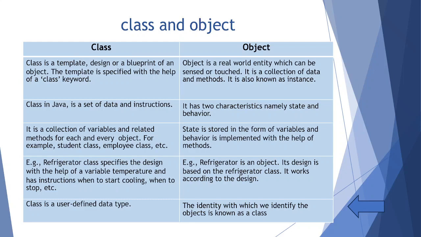Now, class is a user-defined data type, which we'll understand a little later on. The identity with which we identify the objects is known as a class. It can be a dog class. We don't confuse between dog and cat, although both of them have tails and they walk on four legs. So, we identify the objects with the help of a class.